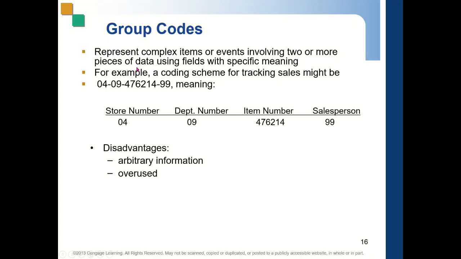Or you could have a slightly more complex system. For instance, in this example, you get a number that says 0409. It's a long number like that, and actually it is made up of parts. Each part tells you something. So the 04 is a store number, the 09 is a department number, that is an item number, that's a salesperson. So now this is slightly more complex than the previous approaches that we were looking at.